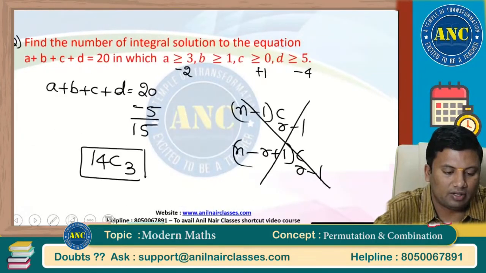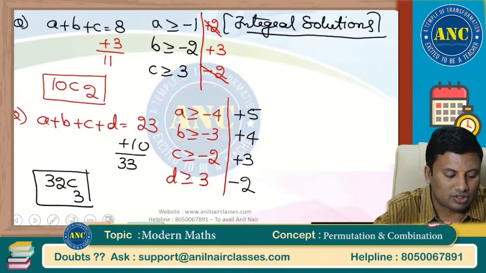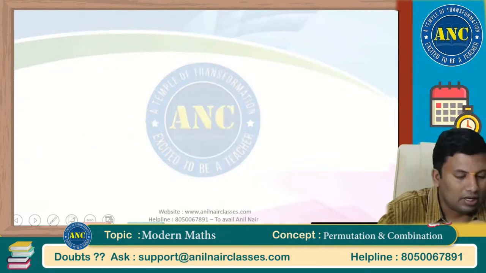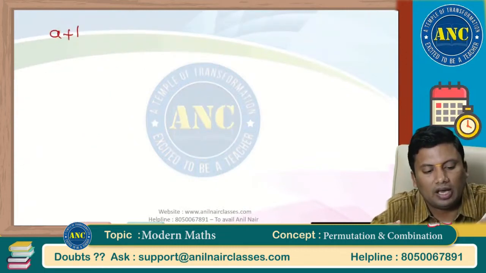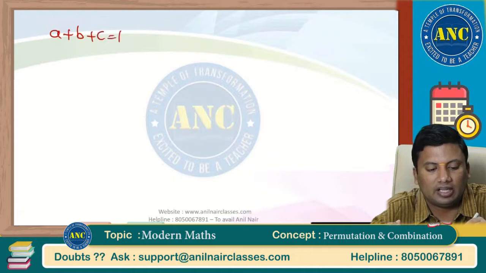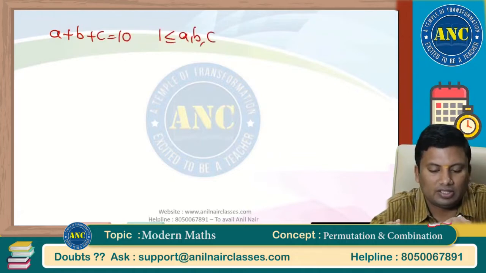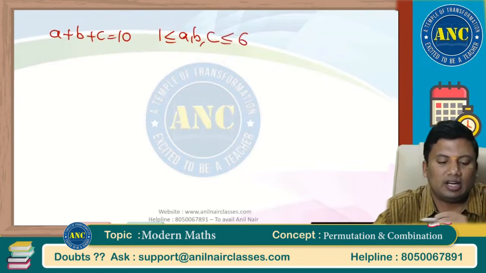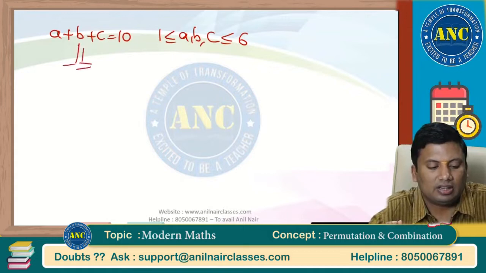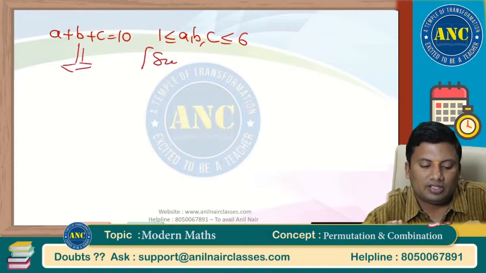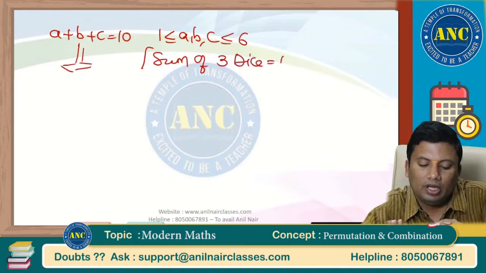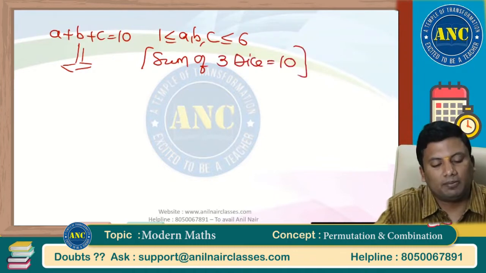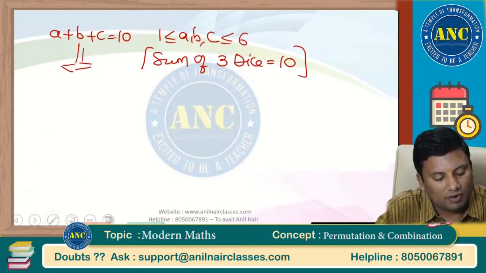Let me take a doubt asked by a student. a plus b plus c is nothing but 10, with 1 less than or equivalent to a, b, c less than or equivalent to 6. This is nothing but, in how many ways can the sum of 3 dice be 10? What will be the answer?